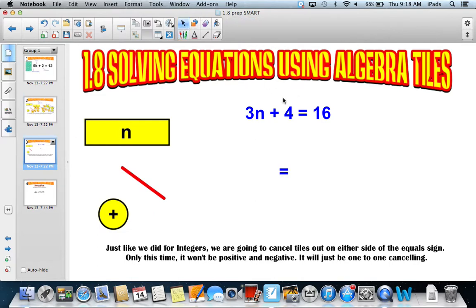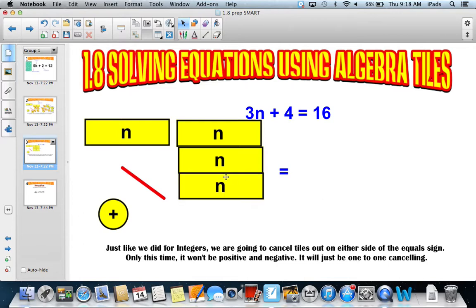So now I have 3n plus 4 equals 16, and the same thing like we did before, just like we did with integers, we're going to cancel tiles out on either side of the equal sign. So we're going to set this up first. So 3n: 1, 2, 3. There's 3 n's, and then I'm going to bring over 4 individual tiles. So now I have 3n plus 4.